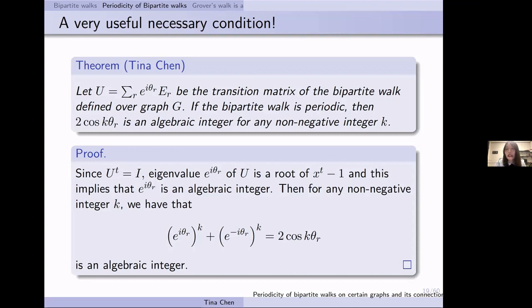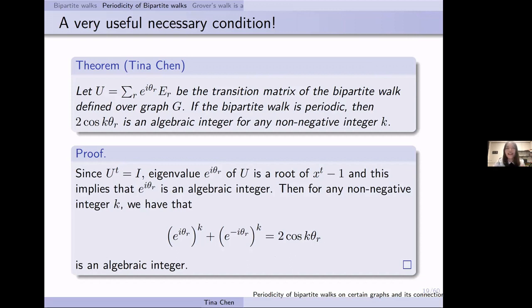To see that, we just use the definition of periodic walks. If t is the period of your walk, then we know U to the t gives you the identity. So every eigenvalue of your transition matrix must be a root of x to the t minus 1. And this tells us every eigenvalue e to the i theta r is an algebraic integer. Since the product of algebraic integers is an algebraic integer, and the sum of algebraic integers is still an algebraic integer, we know 2 cosine k theta r is an algebraic integer.